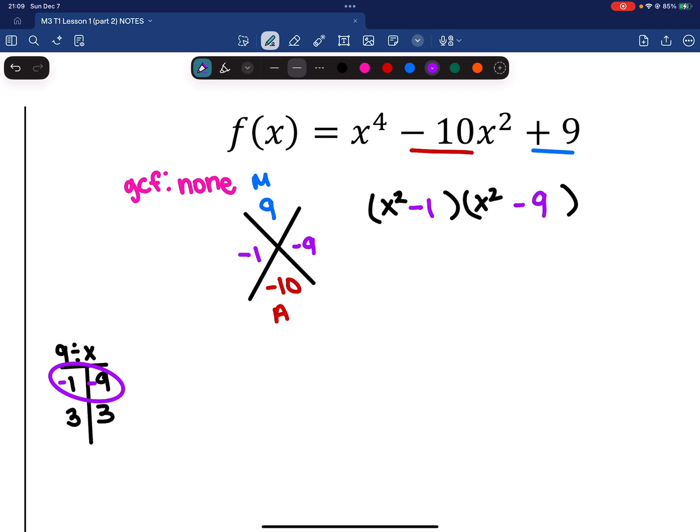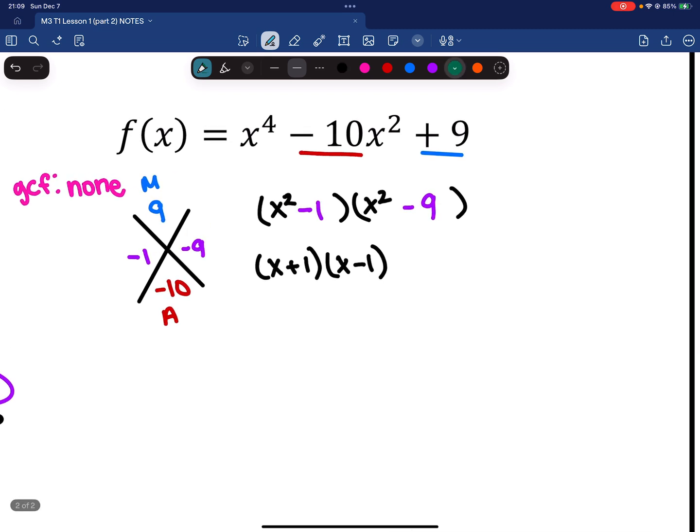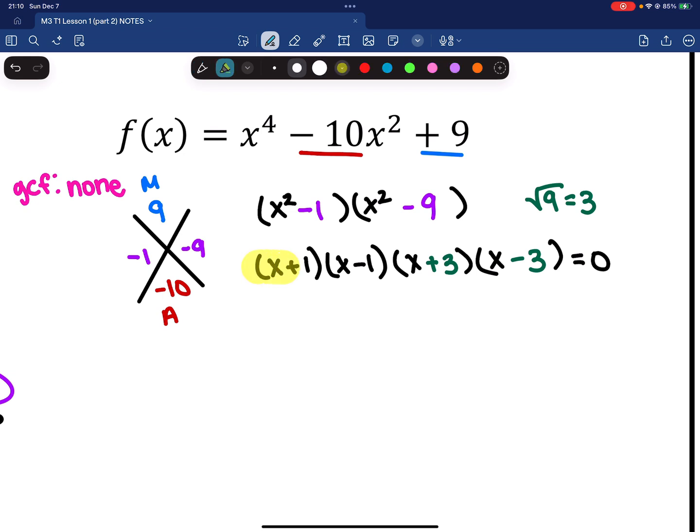Now both of these are difference of squares. I believe we have already factored x squared minus 1. So that would be just x plus 1 times x minus 1. Now, I don't think we factored x squared minus 9, but we know the square root of 9 is 3. So we have x and x, 3 and 3, so plus, minus. Okay, we set this equal to 0, and then we can solve for the x-intercepts. Now, this is completely factored, but we want to solve for the zeros.